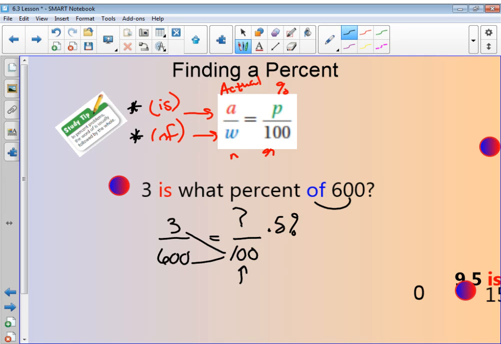No, I'm not moving. Sorry, that kind of did a little swirly there. I'm not moving my decimal because when I'm doing this, it's giving me the percent number. There is no move of the decimal, so that is 0.5%.